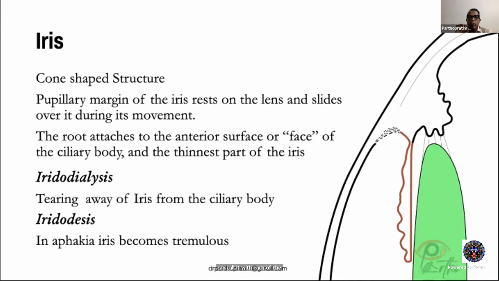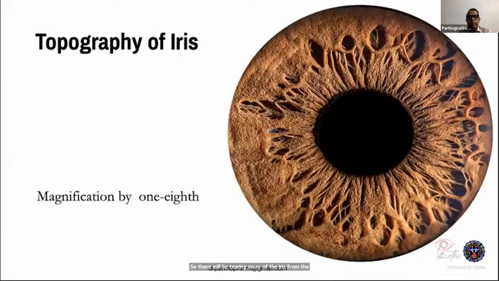Now, there are 2 implications. As you see that the iris rests on the lens, without the support of it, for example, in aphakia patient, the iris becomes tremulous, and we call it iridodonesis. And then sometimes what happens when there is any injury, so there will be tearing away of the iris from the ciliary body. So we call it iridodialysis.